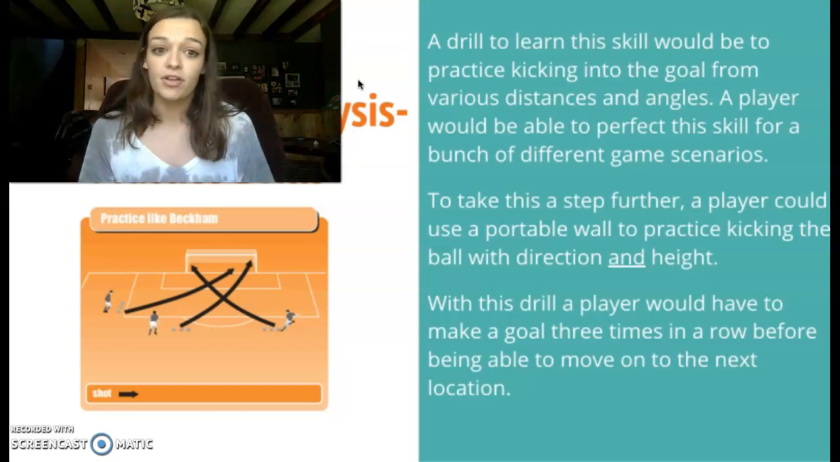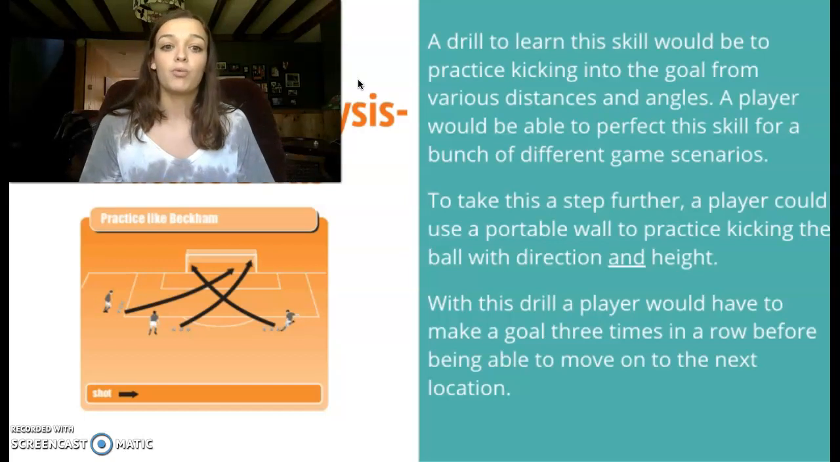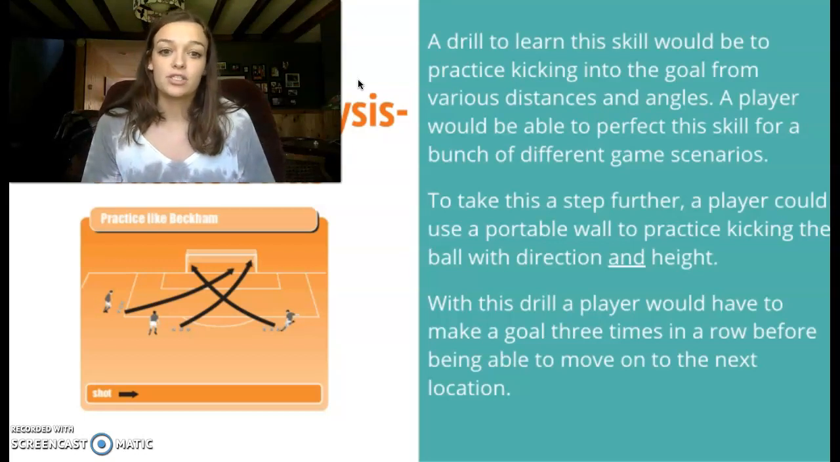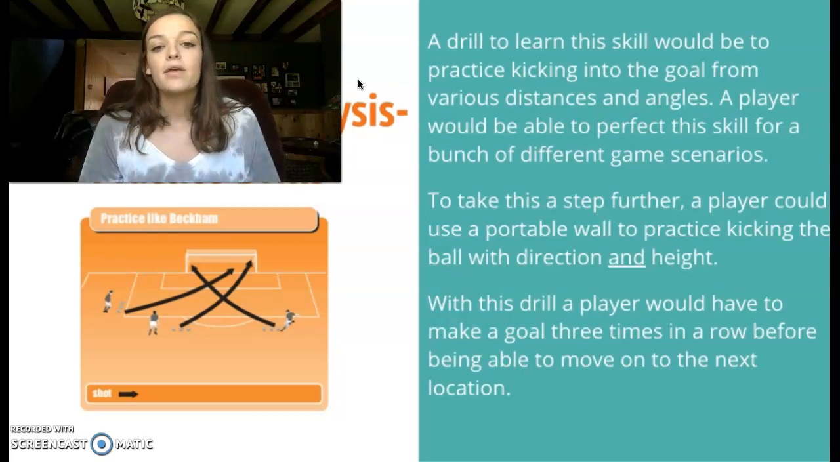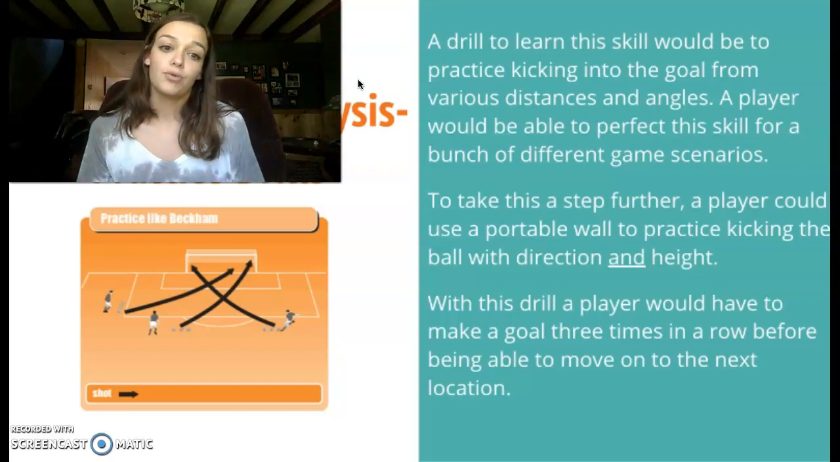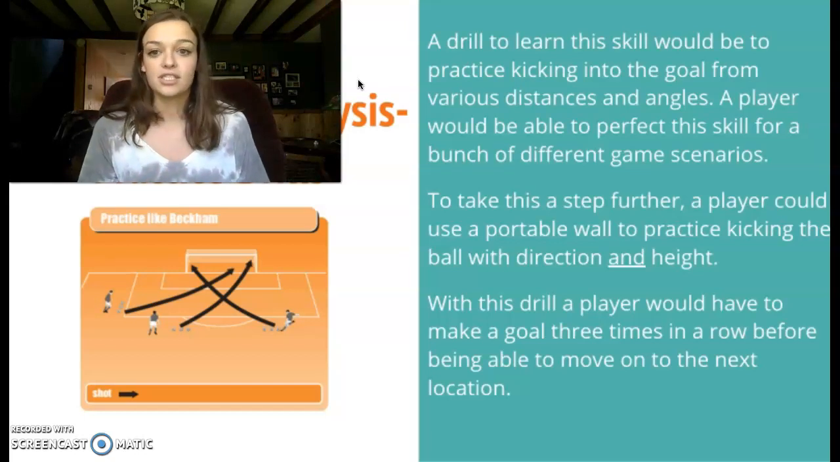To take this a step further, a player could use a portable wall to practice free kicks when there are players standing in front of the goal, to practice direction as well as height. With this drill, a player would have to make the goal 3 times in a row before being able to move on to the next spot, so it really enforces consistency.